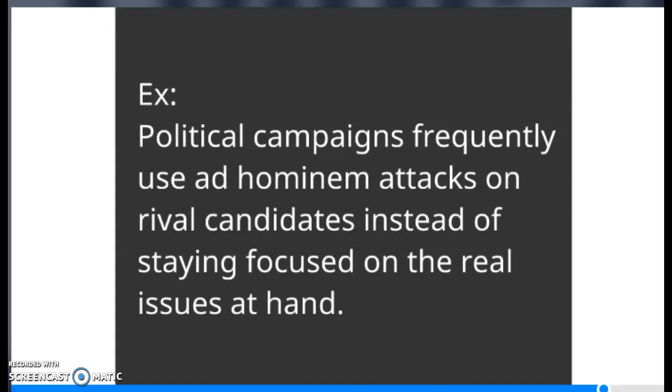So here's an example. Political campaigns frequently use ad hominem attacks on rival candidates instead of focusing on the real issues at hand. "She's a nasty woman" would be the example going on right now with Kamala Harris.